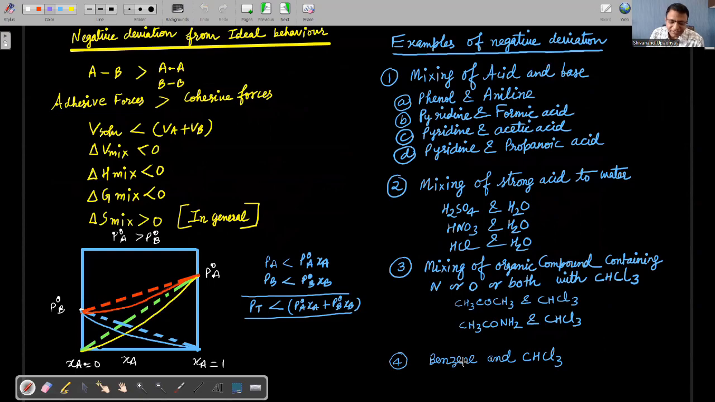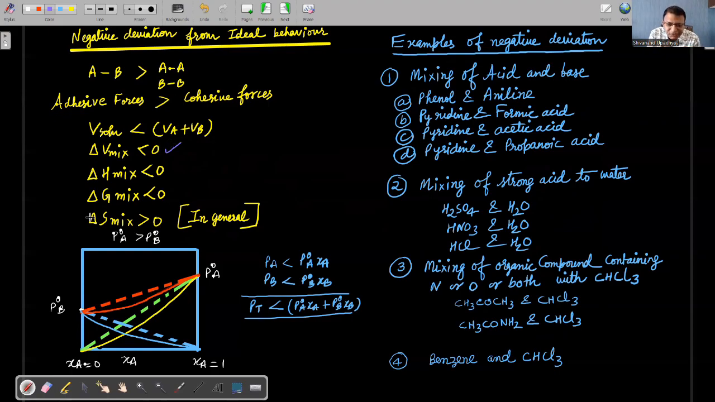Now, negative deviation from ideal behavior. Negative deviation means the force of attraction between A and B is greater than the force of attraction between AA or BB, or adhesive forces are greater than cohesive forces. So on mixing, the force of attraction will be more, the particles will come nearer to each other. If they come nearer to each other, then the volume of the system is going to decrease. So that's why we are saying that delta V mixing will be negative.